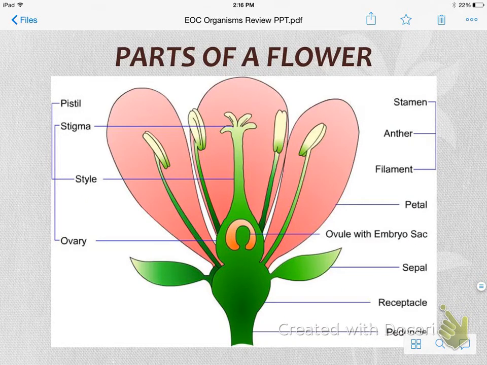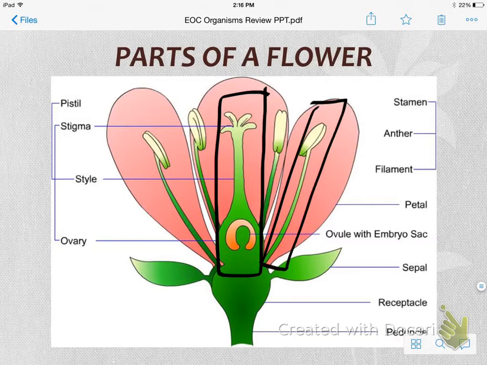So here's a spot where you should pause and really review the parts of a flower. Remember that this is the female section and these are the male sections of the flower.